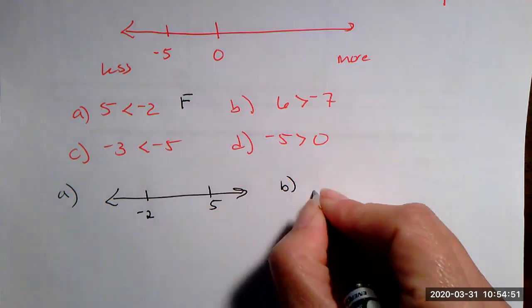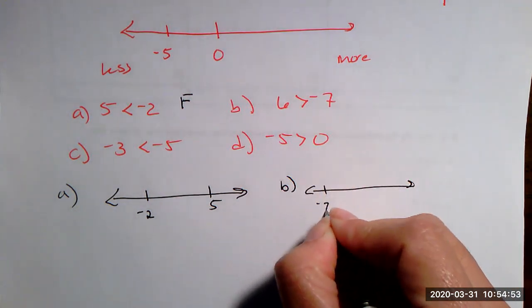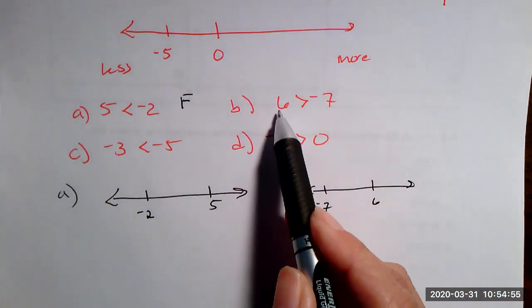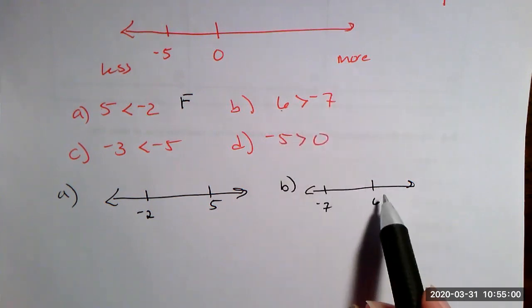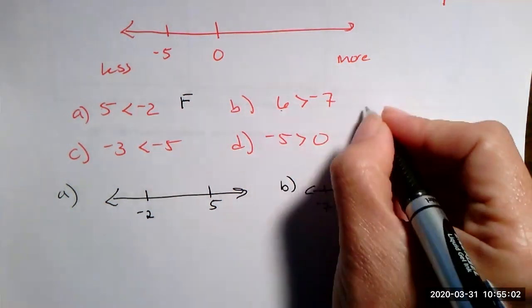For B, here's -7, here's 6. Is 6 more or greater than -7? Yeah, right, because this side is the more side, so this is true.